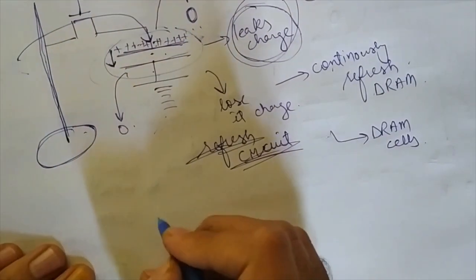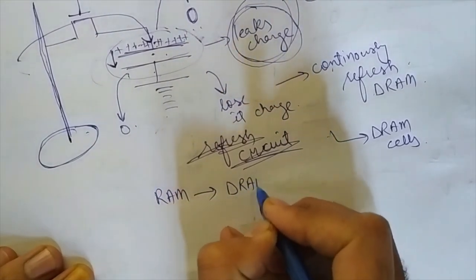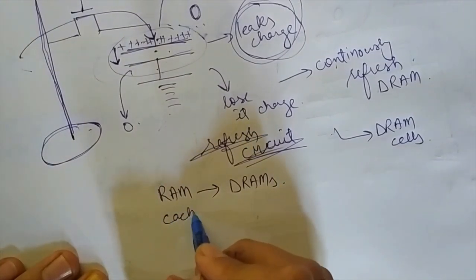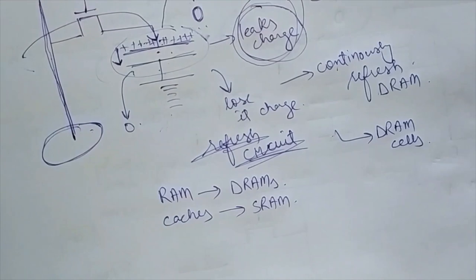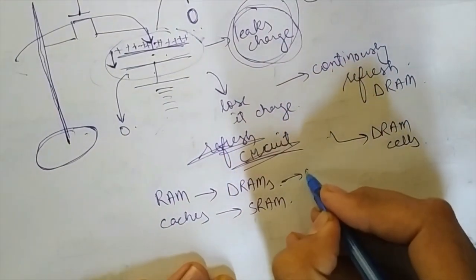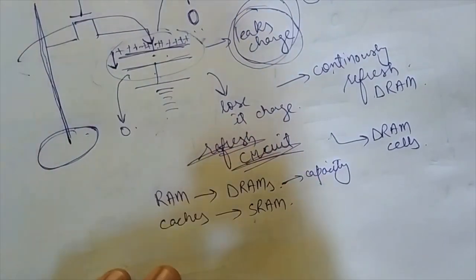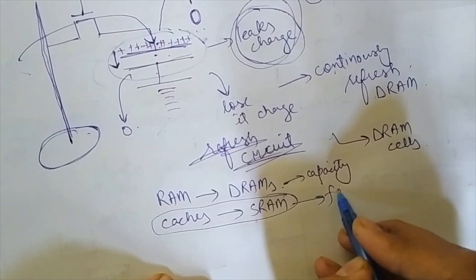And as I said, our RAM is made of DRAMs, and our small memories like caches are made of SRAMs. Why DRAMs? Their capacity per unit area is more as compared to SRAMs. However, why are we using SRAM for caches? Because they are fast.